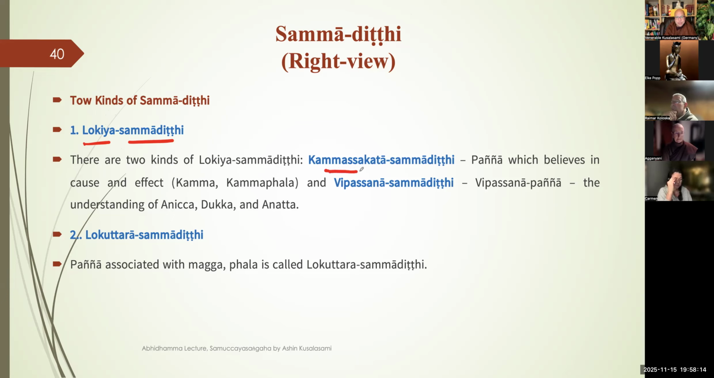Kammasakata Samma ditthi. As Abhidhamma ultimate reality, it is Panya which believes in cause and effect, Karma and Karmaphala. Yeah, Karmaphala, cause and effect. So Kammasakata Samma ditthi, in the commentary, in the original text too, there is a lot regarding this Kammasakata Samma ditthi.